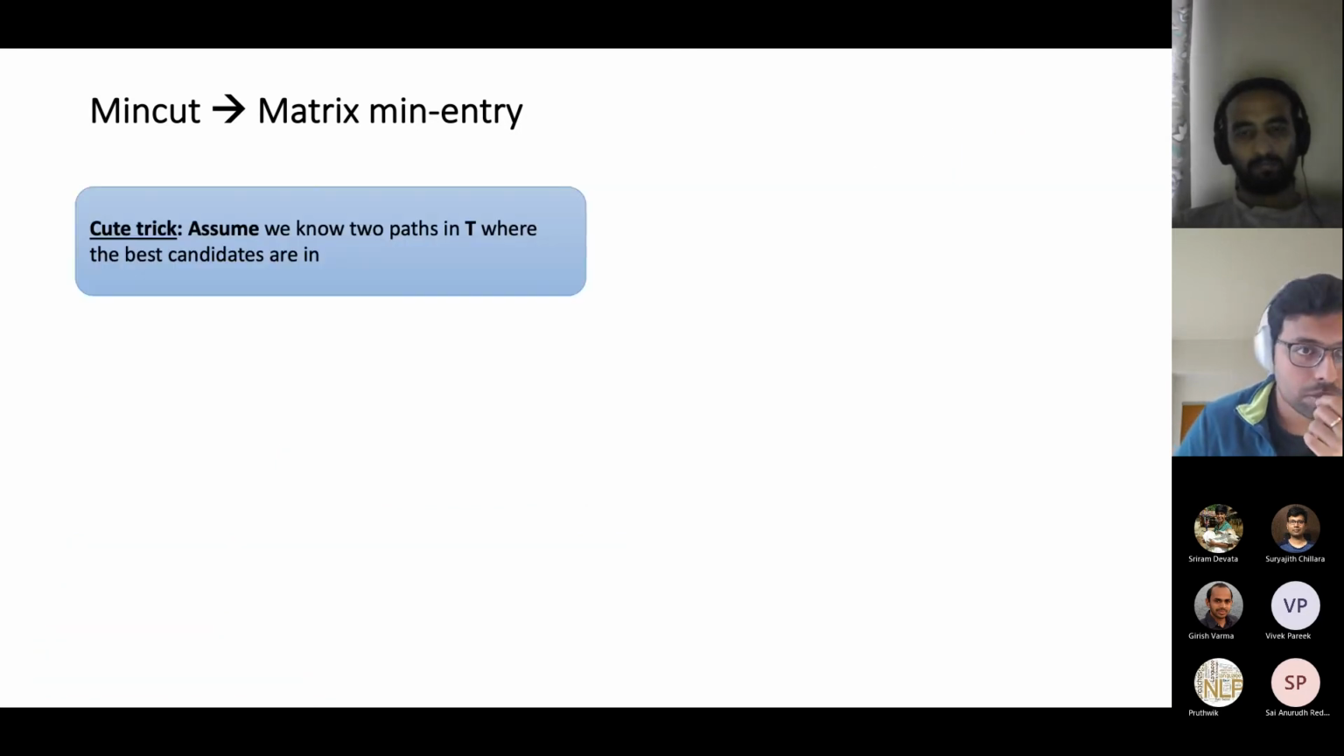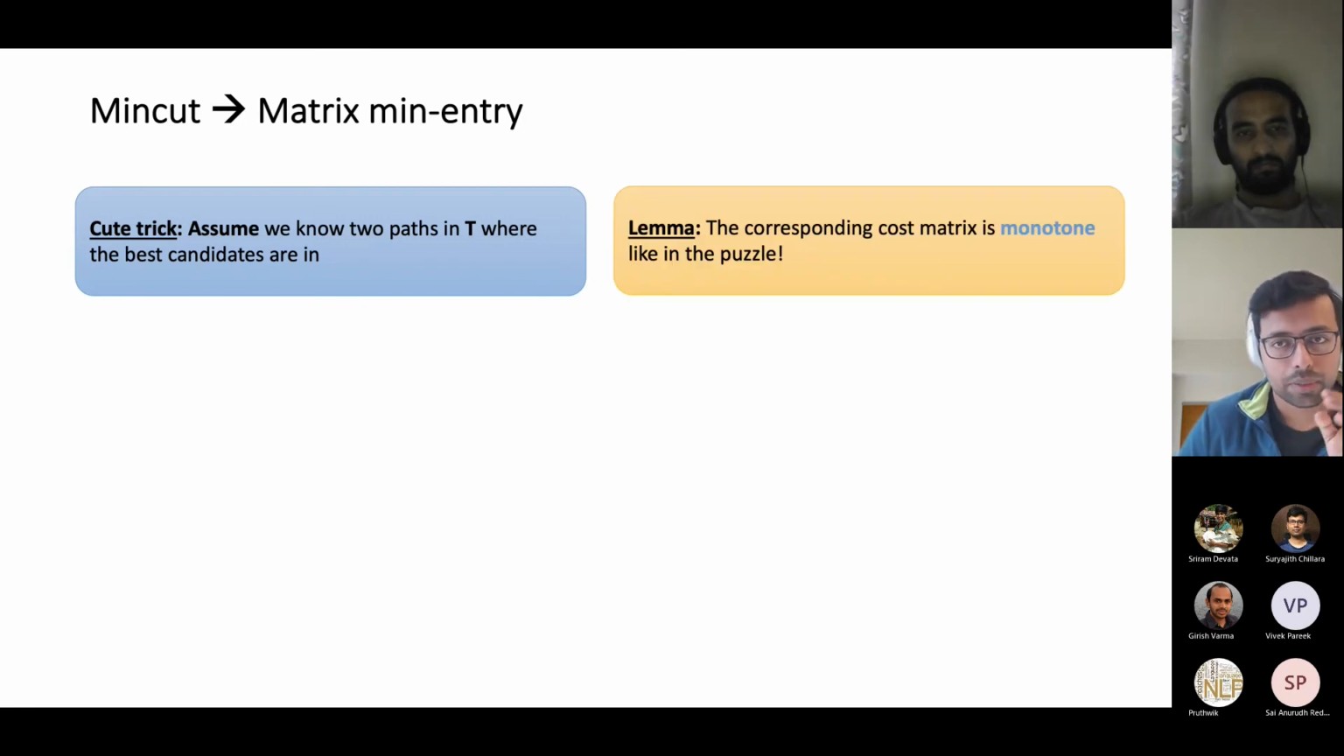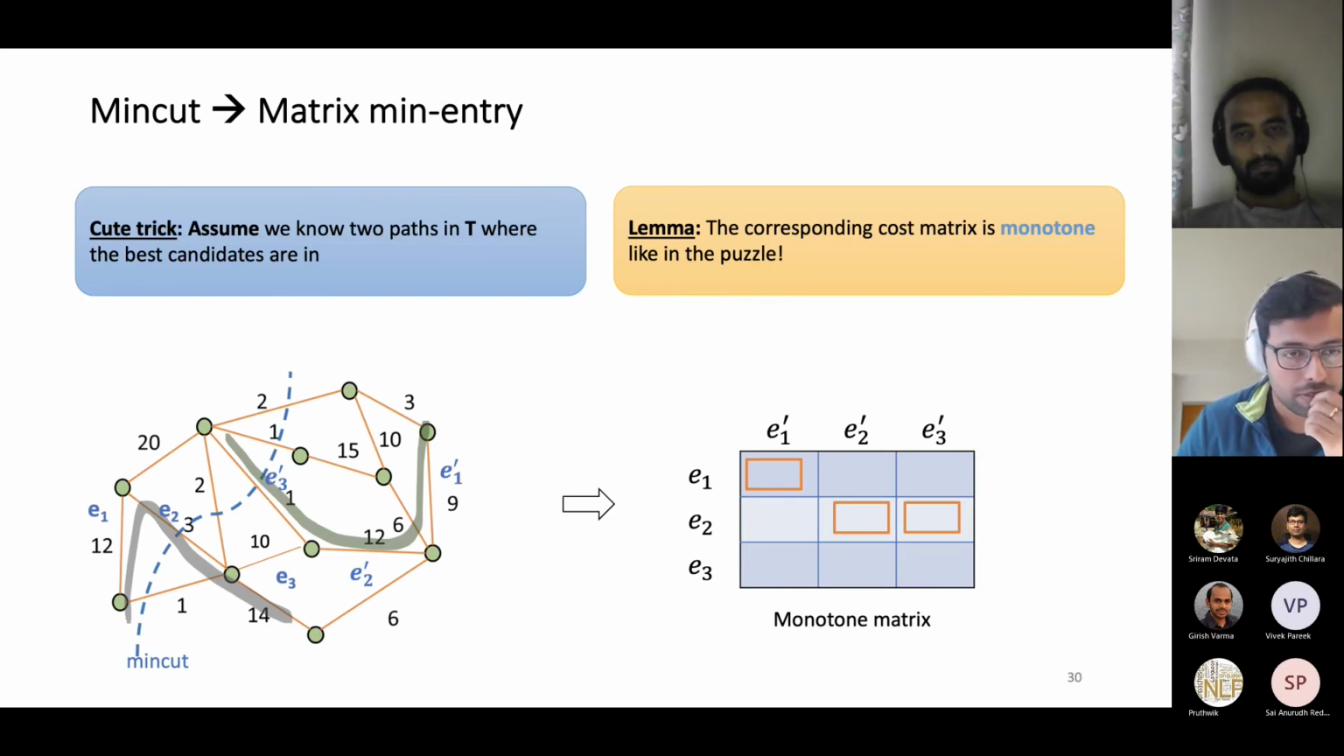So the trick is the following: if you assume that you know two paths of the spanning tree where the best candidates are, then the corresponding cost matrix is going to be a monotone cost matrix. What do I mean by that? So here is a graph, and let's say these shaded things are two paths. Sorry, my bad. So this is one path, E1, E2, E3. And the other path is E1 prime, E2 prime, and E3 prime.